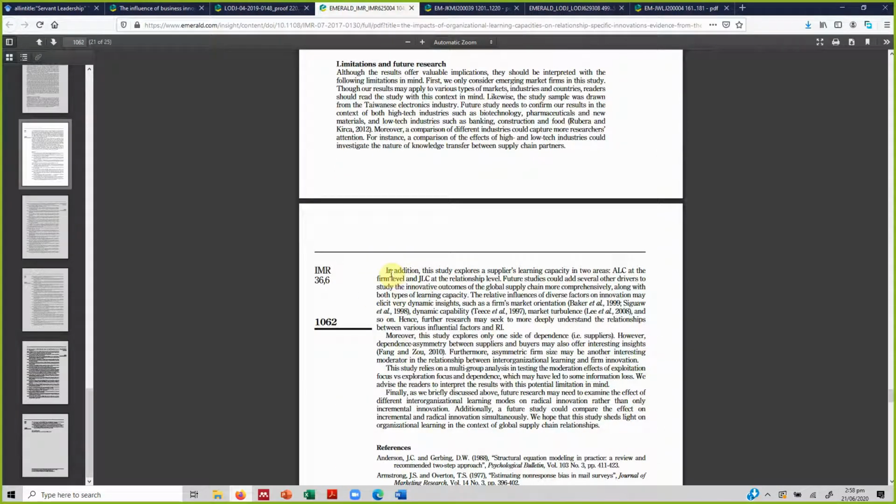What they've recommended is that in addition, this study exposes a supplier's learning capacity in two areas, ALC at the firm level and JLC at the relationship level. Future studies could add several other drivers to study the innovative outcomes. So there could be other factors that could influence innovative outcomes of the global supply chain more comprehensively, along with both types of learning capacity. The relative influences of diverse factors on innovation may elicit very dynamic insights. So what are they recommending? They recommend that you can take market orientation as a variable that could be influenced by organizational learning.